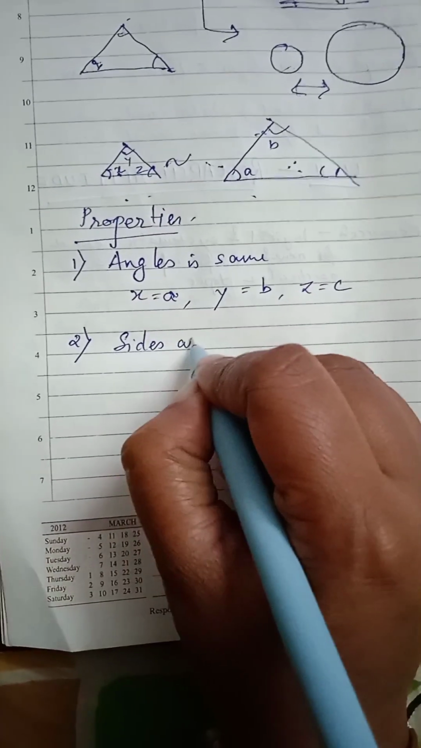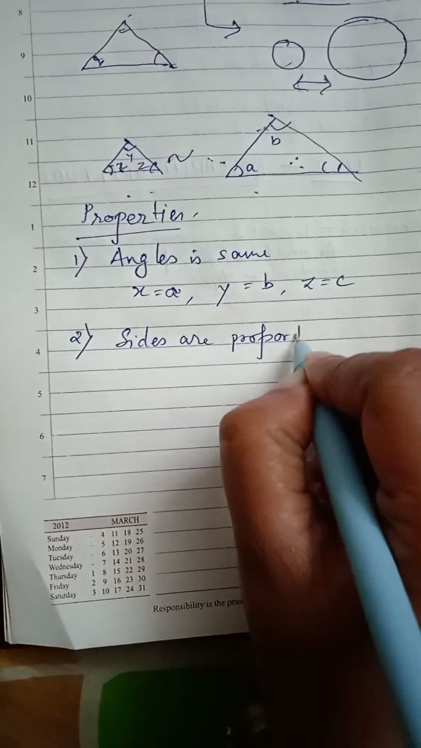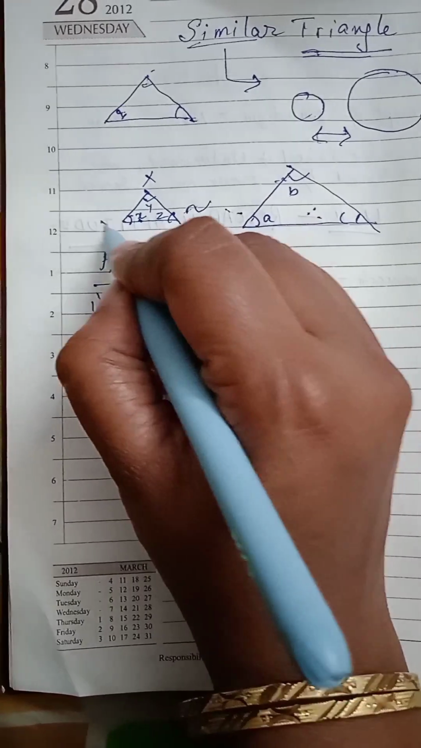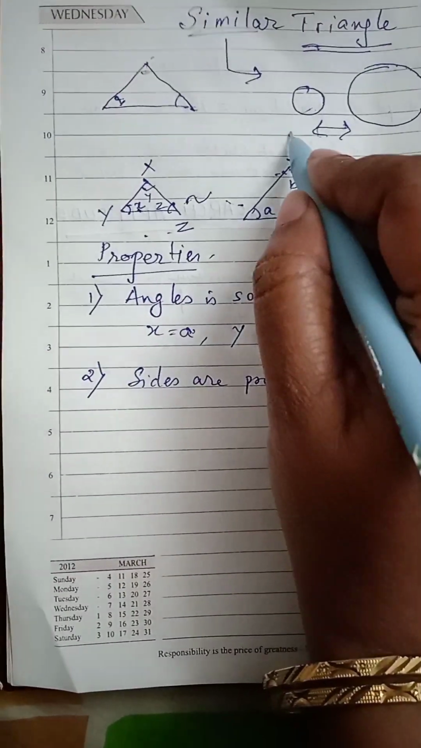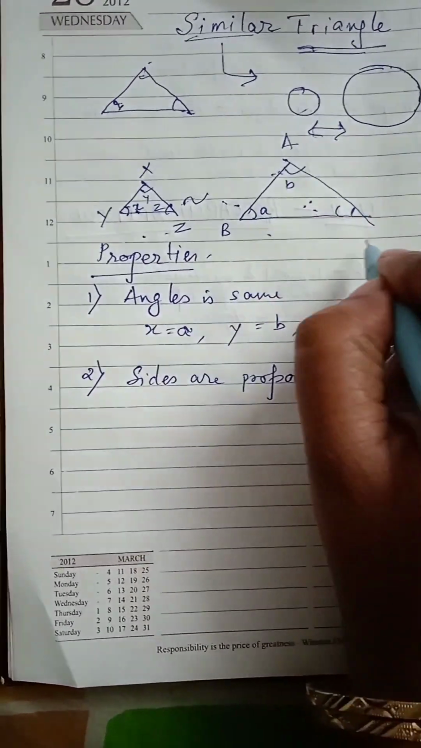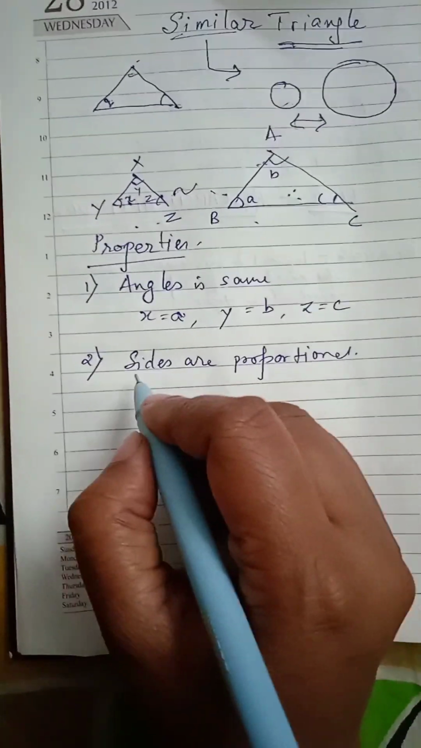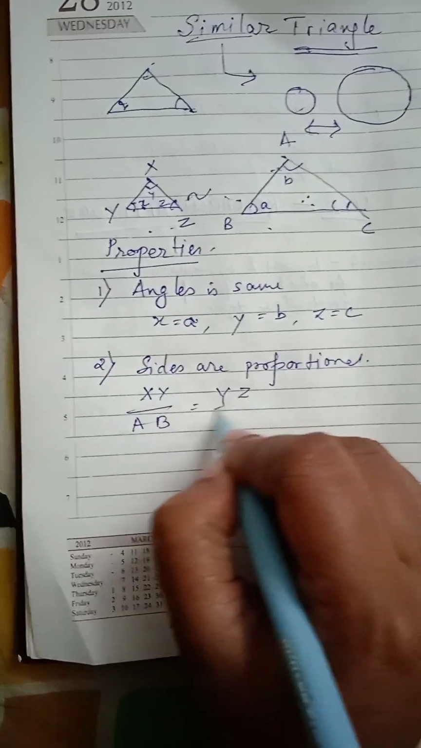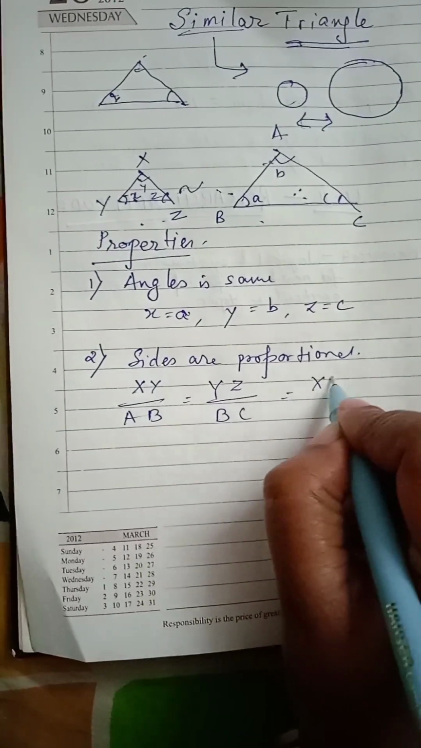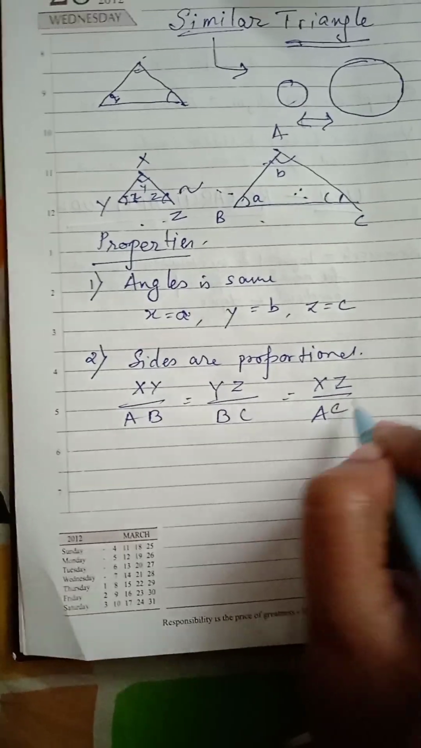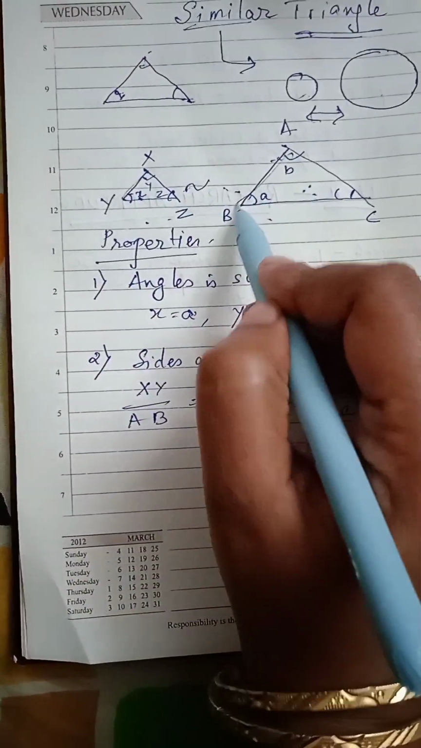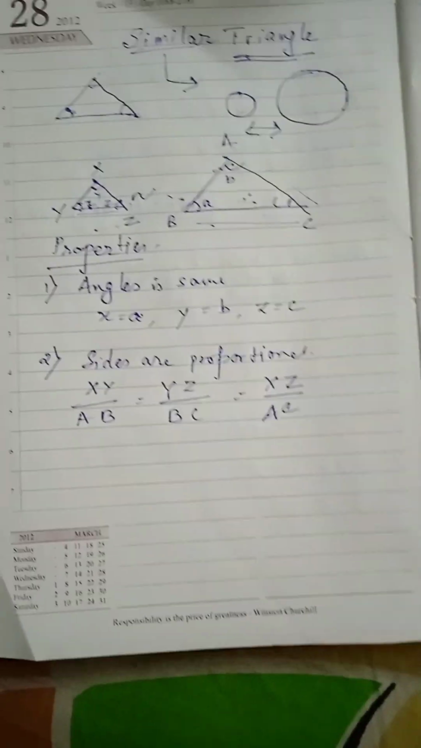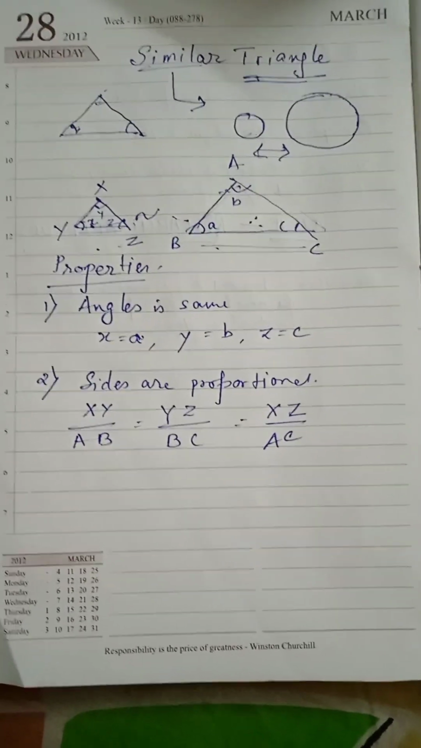Second is what? Sides are proportional. Sides are proportional means if I say this is X, this is Y, this is Z, and this is A, this is B, this is C, then I can say XY by AB is equal to YZ by BC is equal to XZ by AC. So these are the properties of similar triangles.